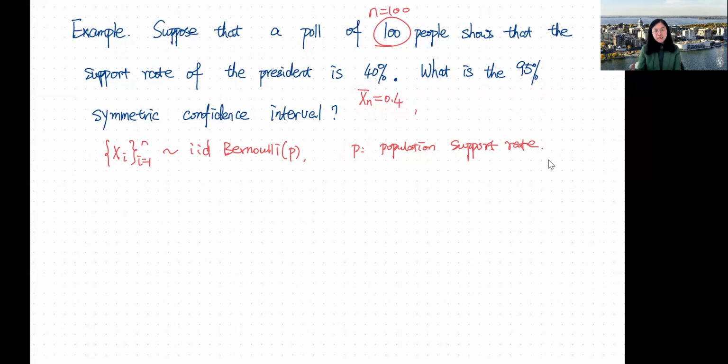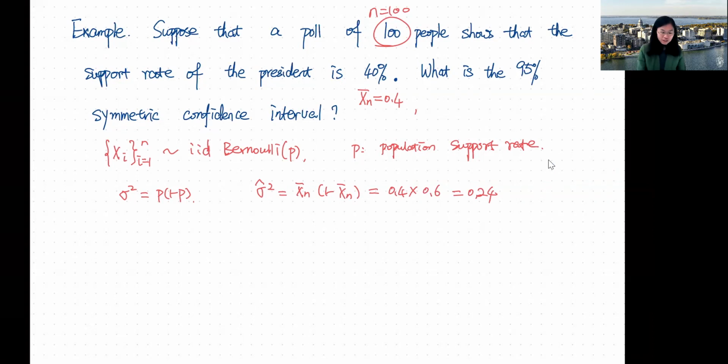Now, because this is a sample from Bernoulli distribution, we know sigma squared equals p times 1 minus p. It's the variance of Xi. And therefore, an estimator for the sigma squared will be X bar, which is an estimator of p, times 1 minus X bar. So that would be 0.4 times 0.6, 0.24.